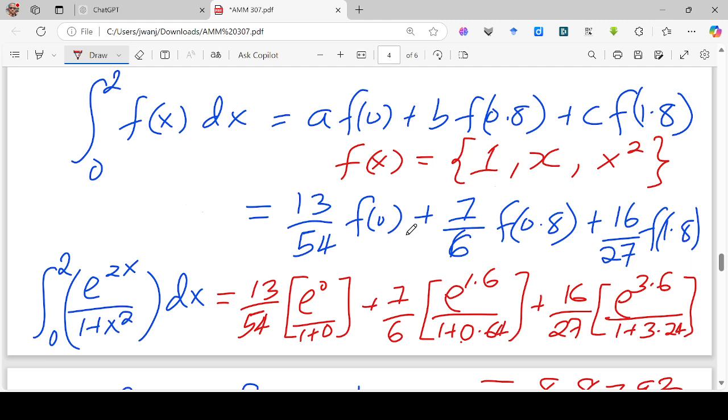We call such methods the methods of undetermined coefficients, because we have some coefficients which we need to determine.